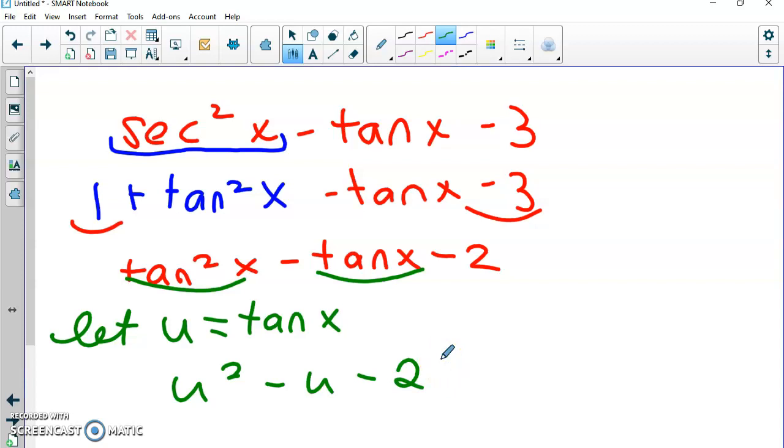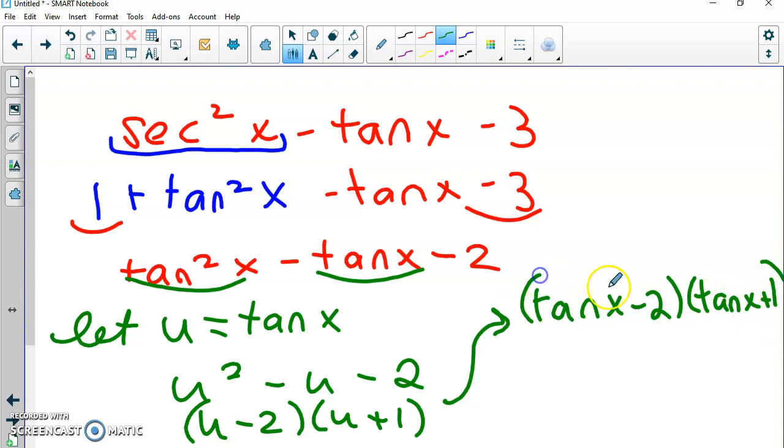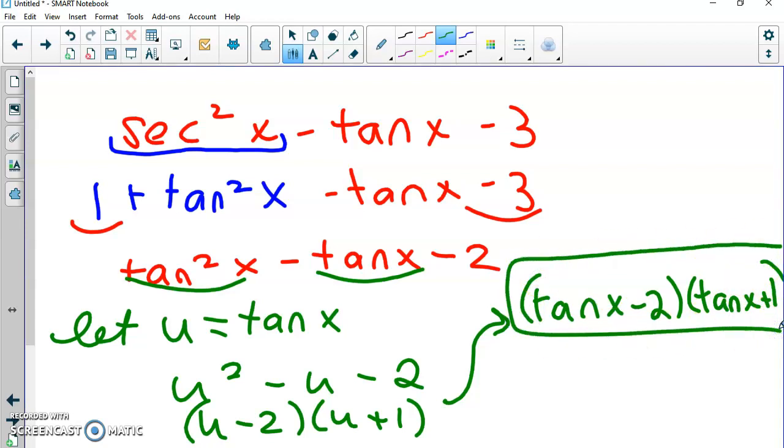Take a minute and see if you can solve that expression. If you said u minus 2 and u plus 1, you are correct. And then the final step is to plug in tangent. So we get tan x minus 2 and tan x plus 1. Final answer.